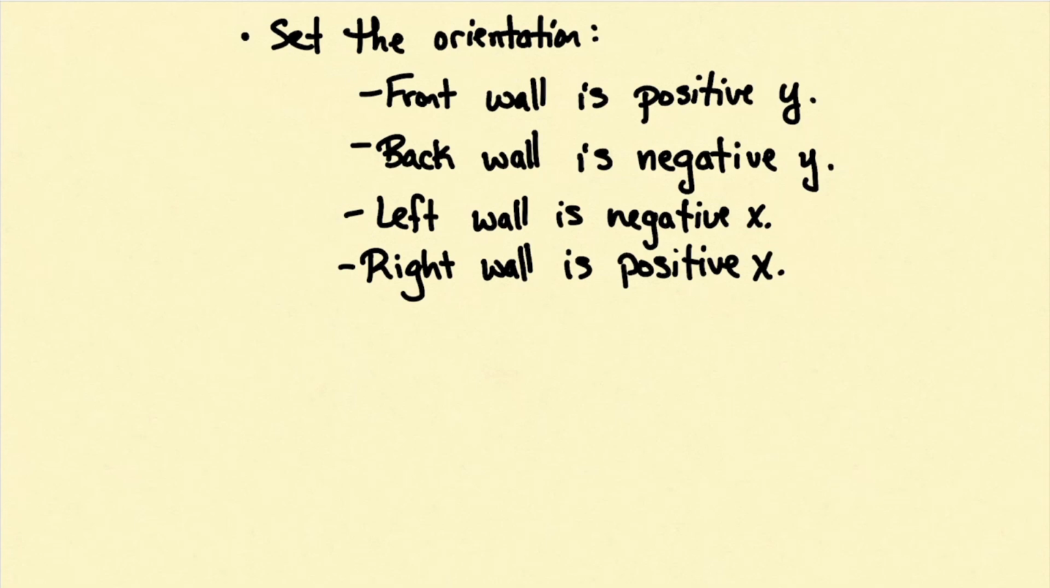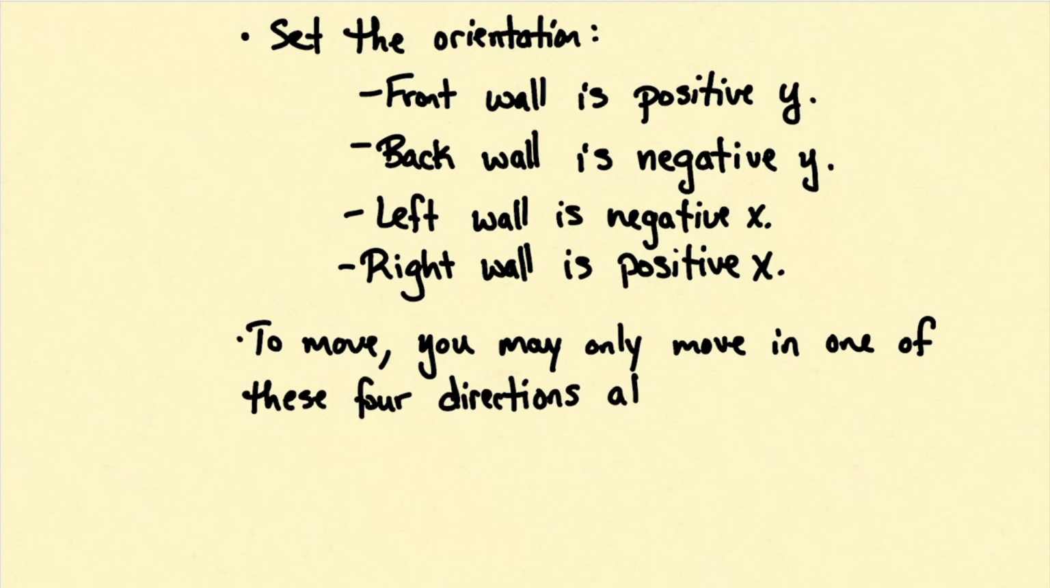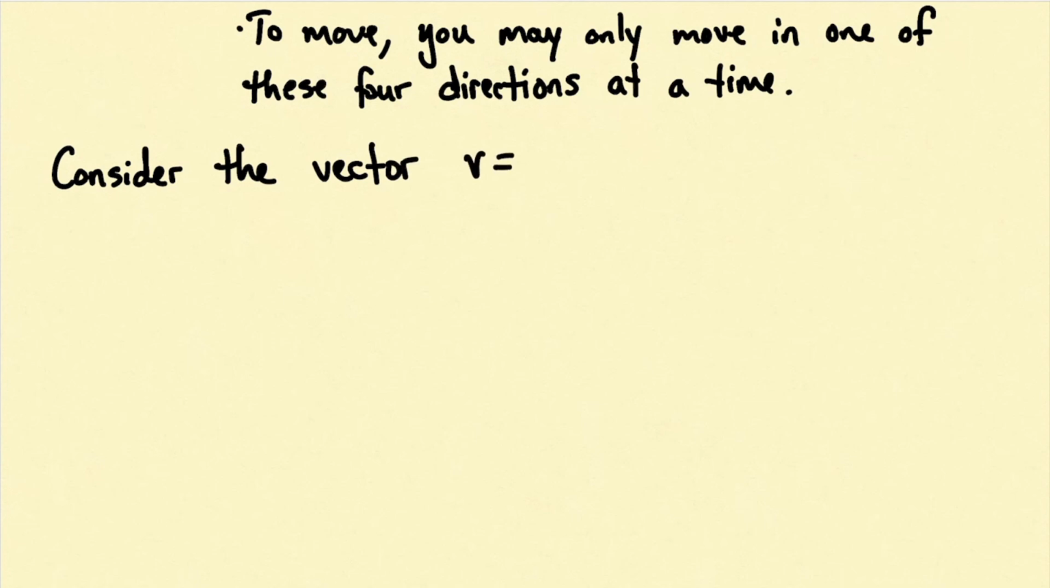To move, you are only allowed to take steps in one of these 4 directions at a time. So, for example, you could take a step forward, you could take a step backwards, you could take a step to the left, or a step to the right. But you may not step diagonally. So let's consider a specific vector. The vector is v, which has its first entry 3 and its second entry 2.